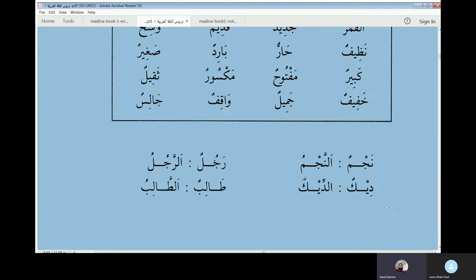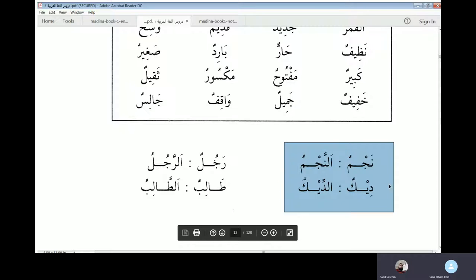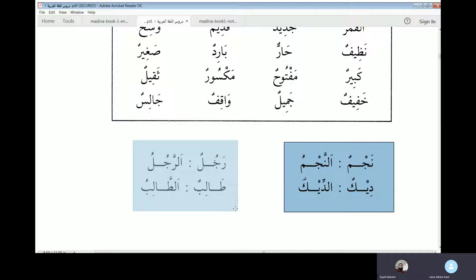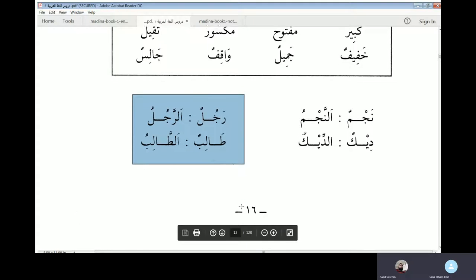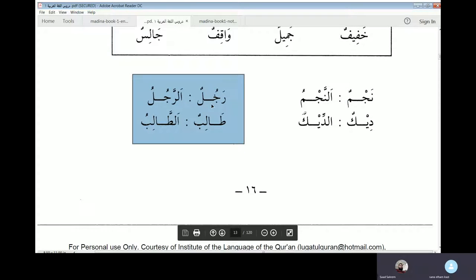Now read this. Najmun and an-najmu. Deekun ad-deeku. So najmun is a star, and an-najmu is the star. Deekun is a rooster, ad-deeku is the rooster. Rajulun a man, and ar-rajulu the man. Talibun a student, at-talibu the student.